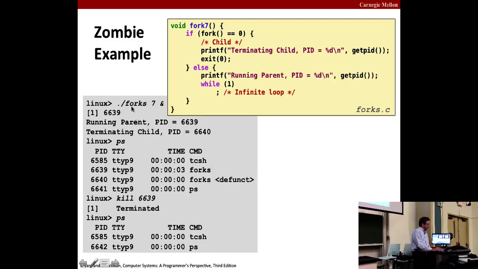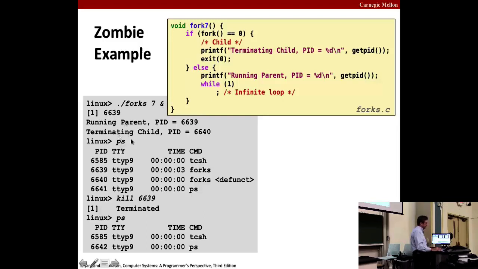So if we run this program called forks, you can see it prints these two messages. The parent prints a message, and the child prints a message. And we're running it in the background with this ampersand, because otherwise it's still running, and we wouldn't be able to inspect it.